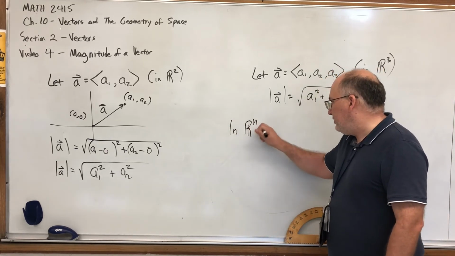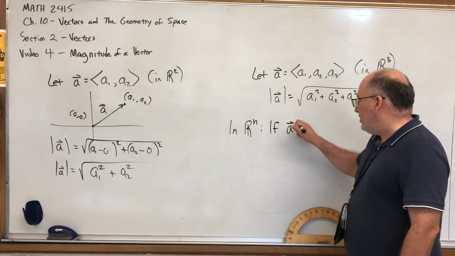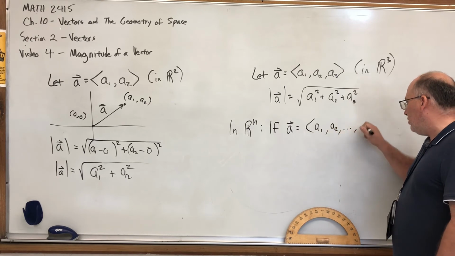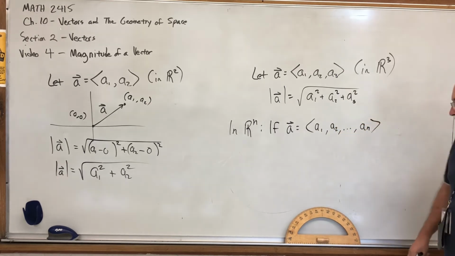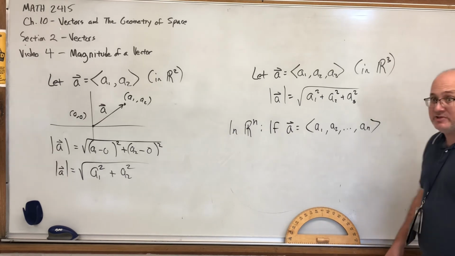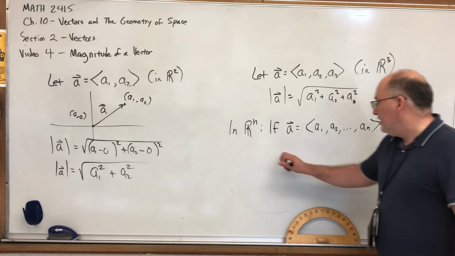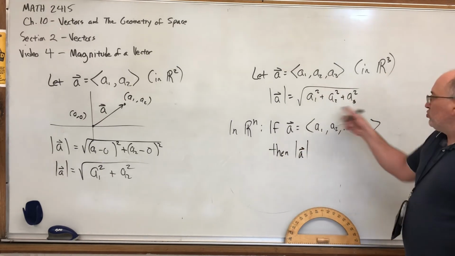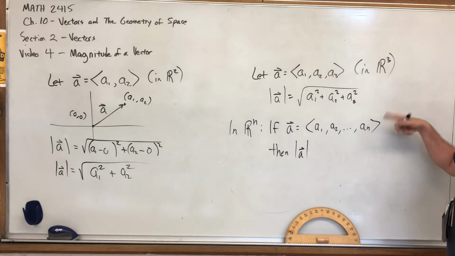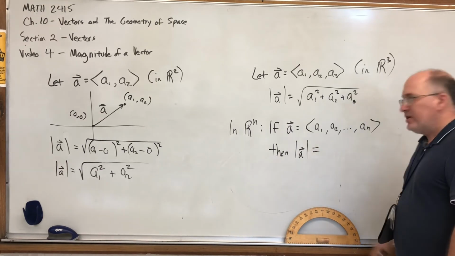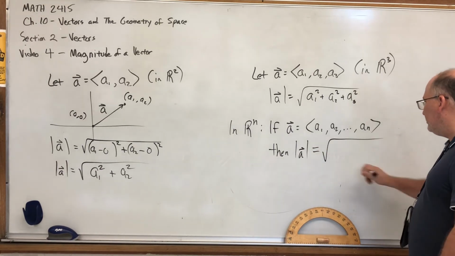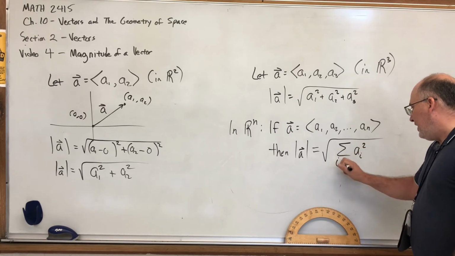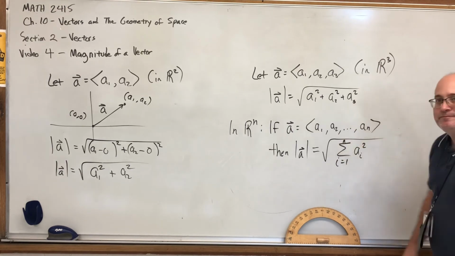In fact, we could generalize this. In Rn, if vector A has the components A1, A2, all the way through An, this is getting more into linear algebra, but chances are you're going to have to take that class at some point in the future. Then the magnitude of A, we could just write this formula, put dot, dot, dot plus An squared, or we could write this. It's the square root of the sum of Ai squared. I begins at 1 and goes all the way to n.